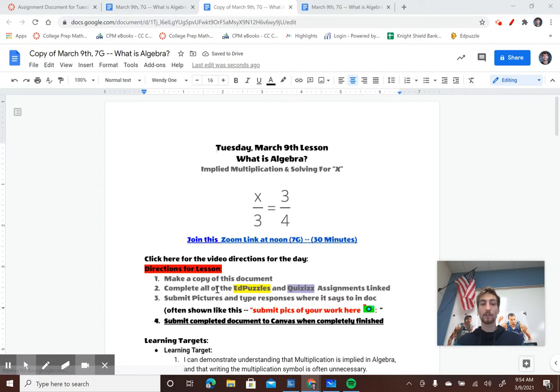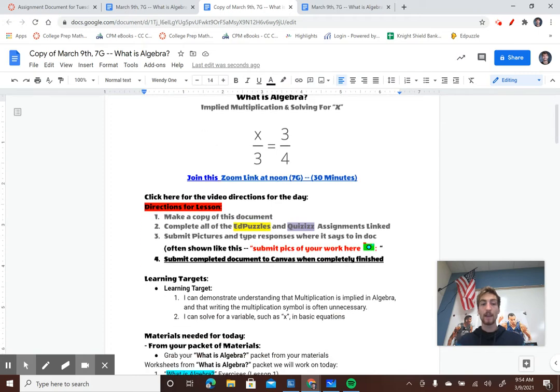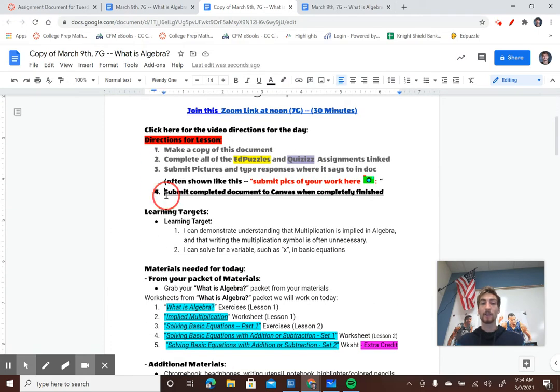Now you're going to complete all of the Ed Puzzles and quizzes assignments that are linked. You're also going to submit pictures and type responses where it says to in the doc. A lot of times that'll be in red writing. So it might say like submit pics of your work here or type your answer here. And then when you're finally done, you're going to submit your completed document to Canvas. But you're going to have to make sure that you answer everything and you show your work entirely.